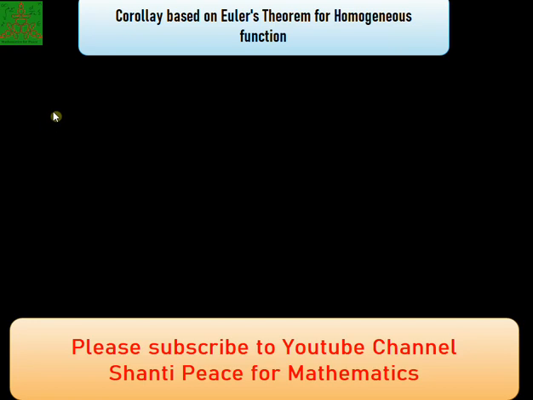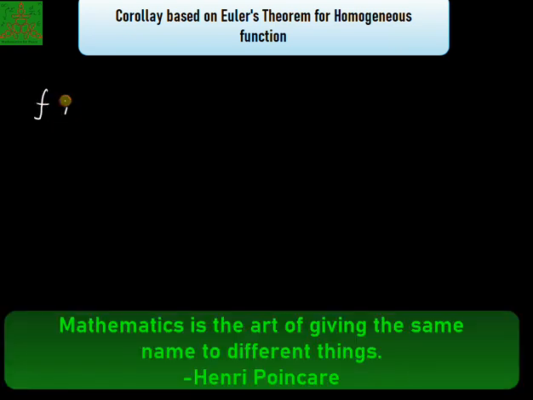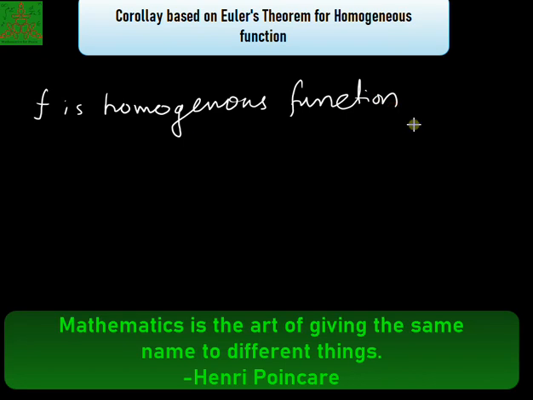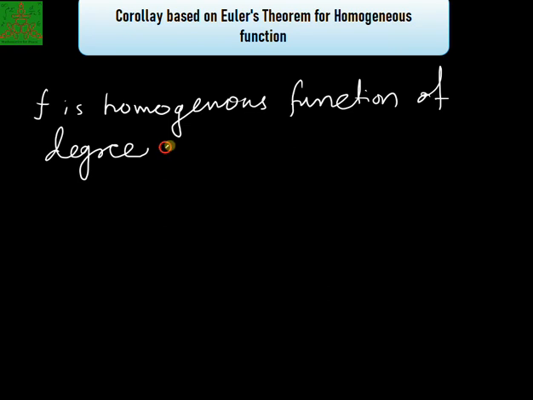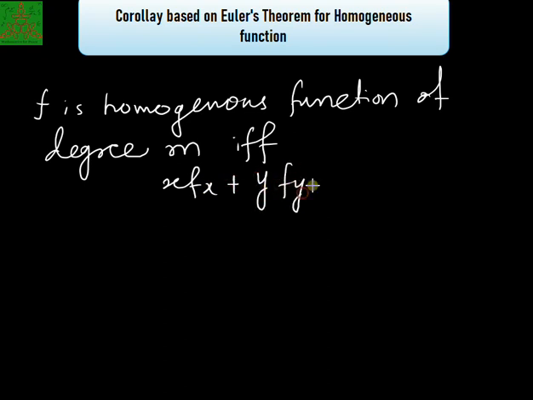So in my previous videos, we have talked about Euler's Theorem. Euler's Theorem states that if f is a homogeneous function of degree m whose first order and second order partial derivatives exist, then x fx plus y fy is equal to mf. So this was the first result.